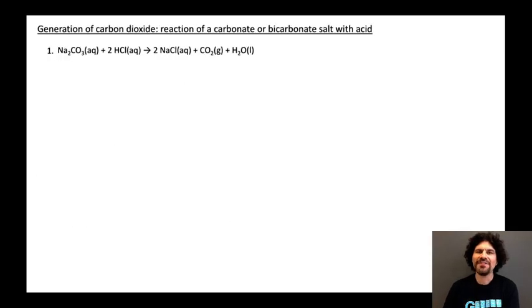All right, the final example of gas-forming reactions via exchange that I want to cover are reactions that generate carbon dioxide. These are actually quite important reactions.